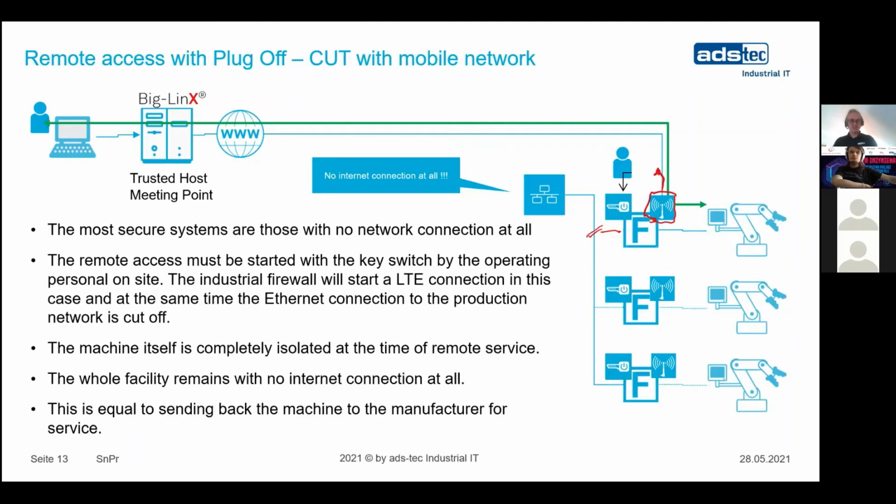So what does it mean? The machine itself is completely isolated at the time of remote service. There is no possible connection at all for the service technician to access any other network component in the automation system or in the office backend of this automation system. It's not possible, because there's no cable. So this is equal to sending the machine back to the manufacturer for service. There's no way to harm anything.